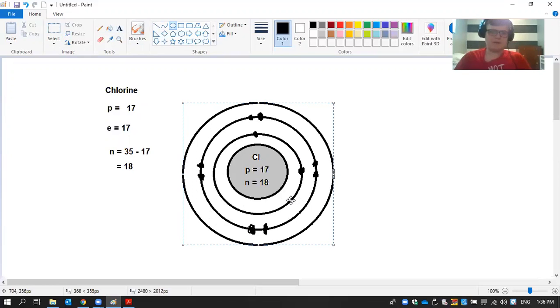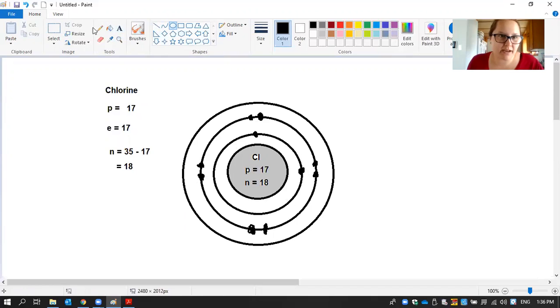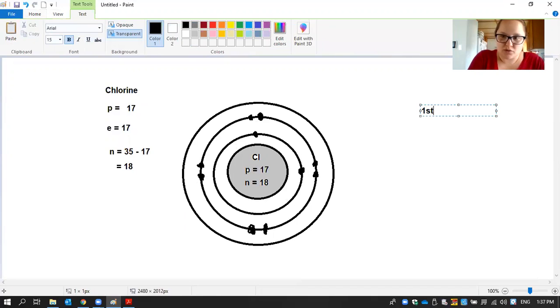Is it a maximum of 8? Yes. So your first one has a maximum of 2, and I can write this over here. So first level has a 2 max, and then your second and third level will have a max of, sorry, a max of 8.